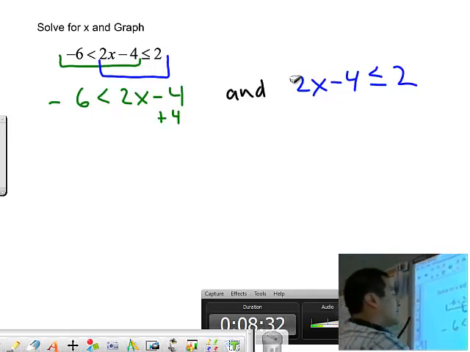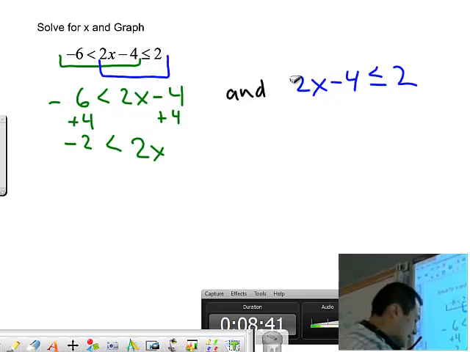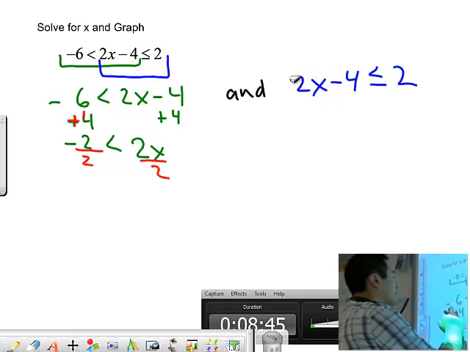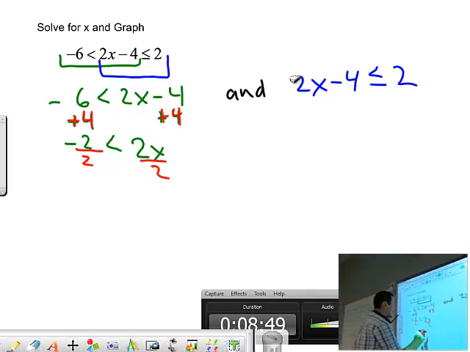Add 4 to both sides. 2x less than negative 2. Divide by 2 both sides. I should have that in red. I apologize. I got x is less than negative 1.